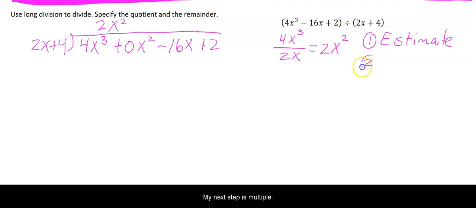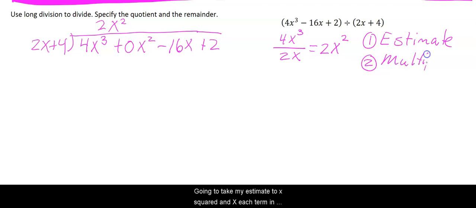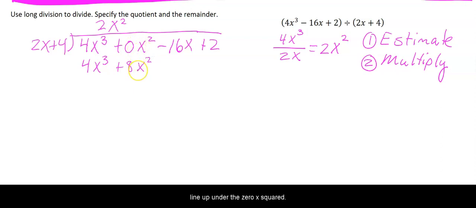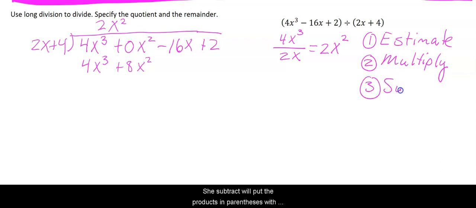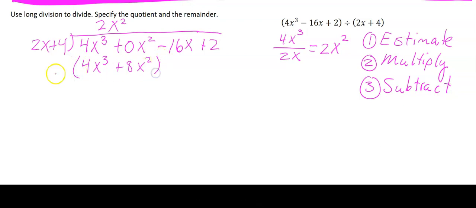My next step is to multiply. I'm going to take my estimate, 2x squared, and multiply it by each term in the original divisor. That would give me the 4x cubed I had for the first term. 2x squared times 4 would give me a plus 8x squared, which I line up under the 0x squared. Now I need to subtract. To subtract, we'll put the product in parentheses with a minus out front. We'll change the signs and circle them so we know which ones to use.